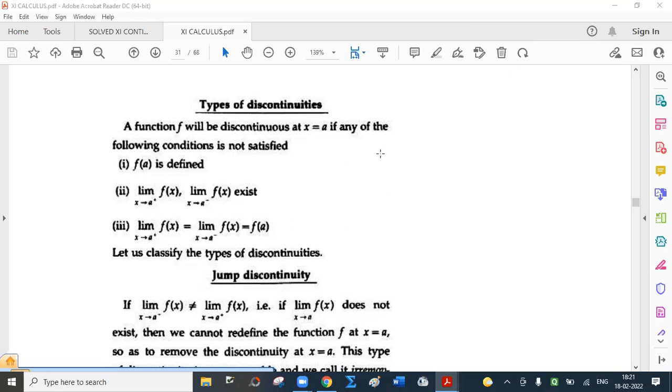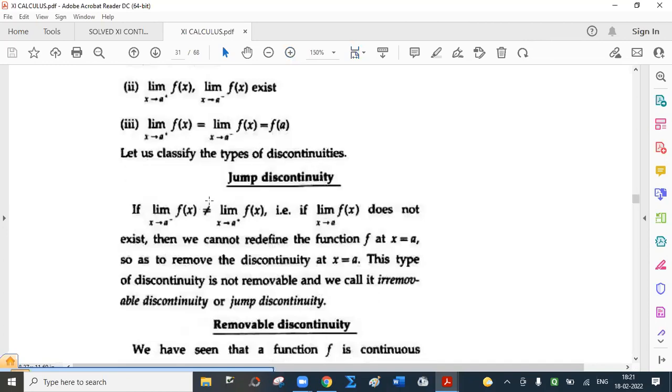Let us classify the types of discontinuities. If limit x tends to a minus f x is not equal to limit x tends to a plus f x, that is, if limit x tends to a f x doesn't exist, then we cannot redefine the function f at x equal to a so as to remove the discontinuity at x equal to a. Remember, the value of a function at a point can be redefined, but we cannot define the value of the limit, right? So if this limit does not exist, then the discontinuity can never be removed, and therefore it is called irremovable discontinuity or jump discontinuity.